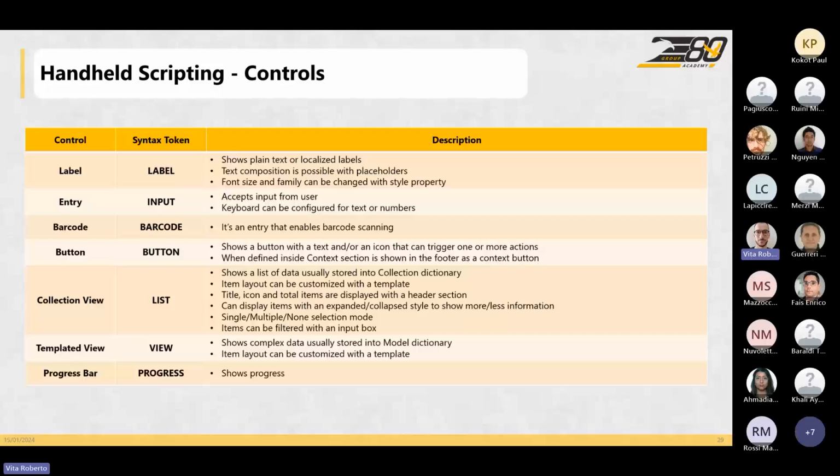Then we have the entry. The syntax token is input, to write down some input from the user, or keyboard can be configured for text or plain numbers. Then we have barcode. It's like the entry, but enables barcode scanning. So if we have a barcode control in a step and we scan a barcode with our device, the scanned text will be automatically pasted into the text box.